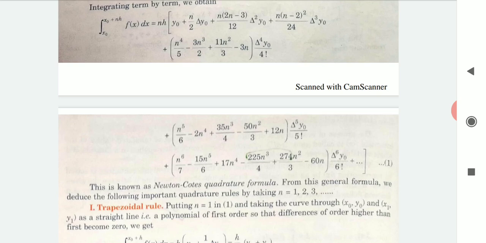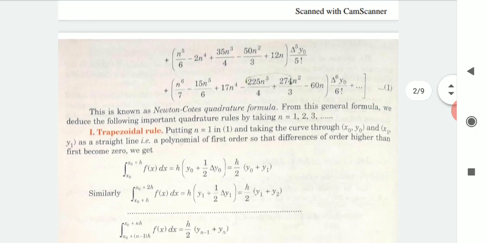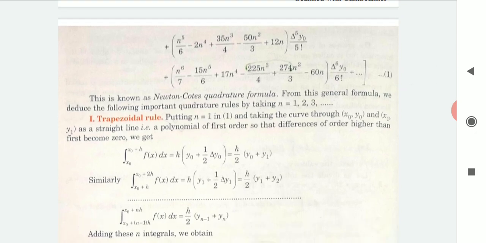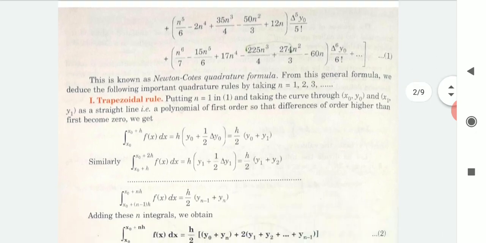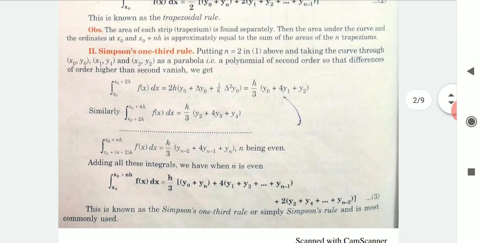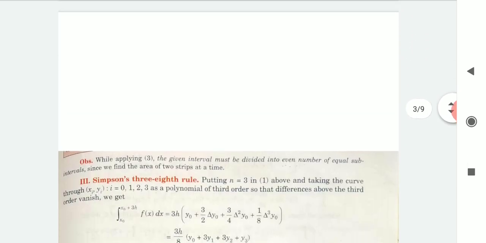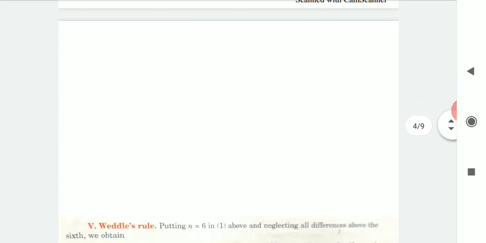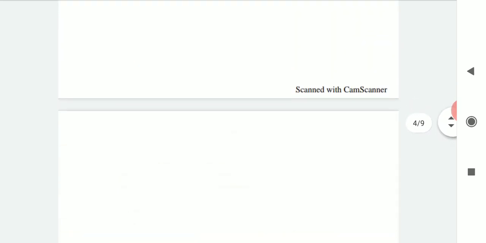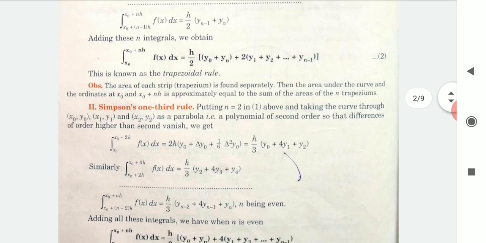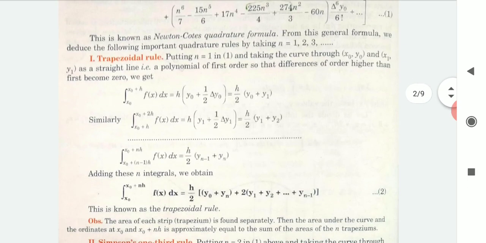Equation number 1 is a beautiful formula, which is called Newton-Cotes quadrature formula. In which sense is it beautiful? It is beautiful in the sense that it gives birth to many formulas, including the trapezoidal rule, Simpson's 1/3 rule, Simpson's 3/8 rule, and Weddle's rule. Okay, right. So let us see how the trapezoidal rule comes.